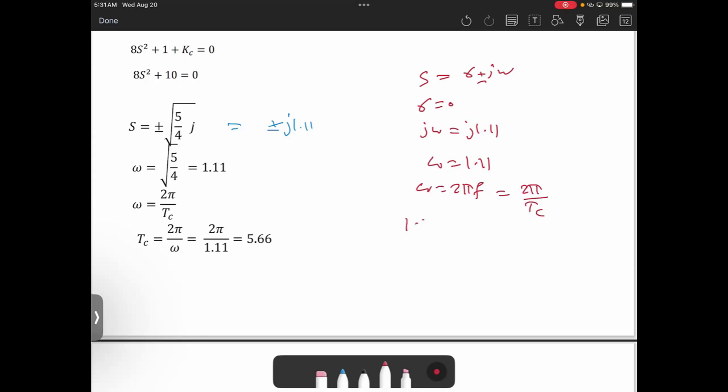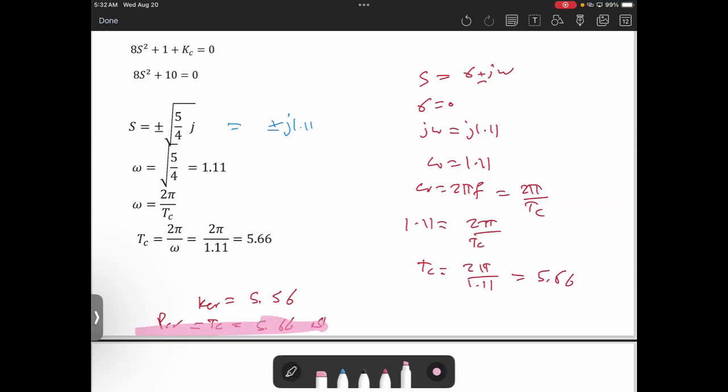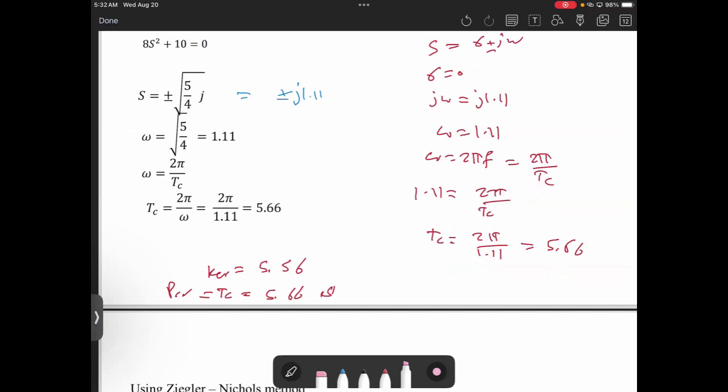So we said 1.11 equals 2 pi over TC. Then TC will be 2 pi divided by 1.11. Then it will be 5.66. As a result, we can say K critical is 9, T critical, or sometimes we call it P critical, will be 5.66 seconds. Now, since we did this, we can apply the table to do what's called the Ziegler Nichols.